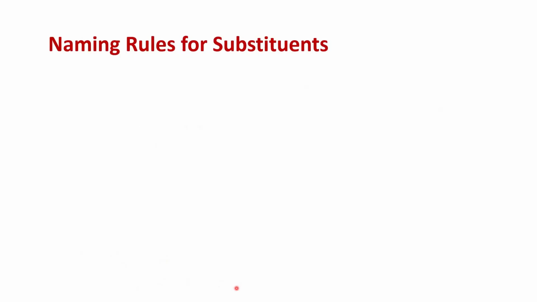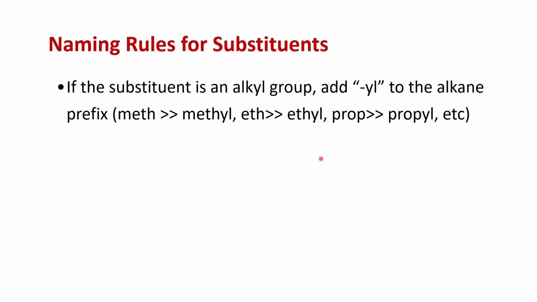Naming rules for substituents. If the substituent is an alkyl group, we add the "yl" to the alkane prefix. The alkane prefix, if you remember, meth, eth, prop, but, and so on. We have a table for them from the previous video. So meth will be methyl, eth will be ethyl, prop will be propyl, but will be butyl, pent will be pentyl, and so on.